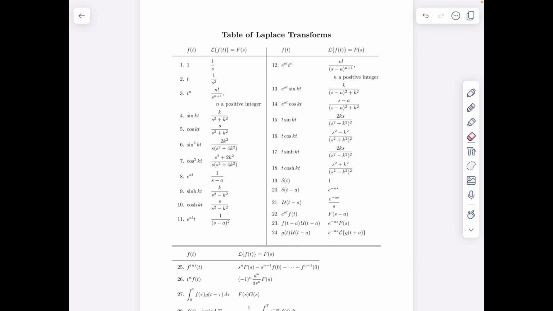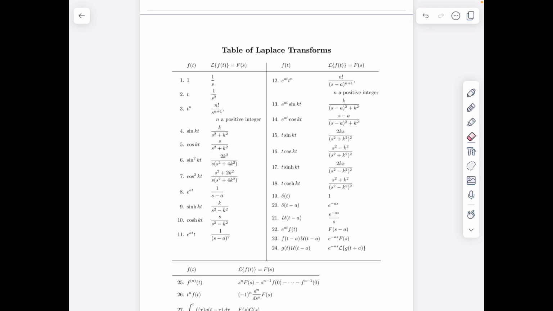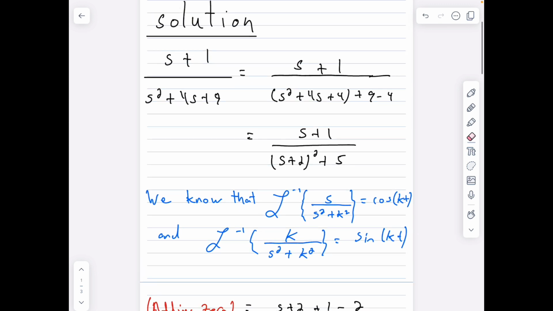So what do we do? Well, we do this. It is very important that you know at least some basic Laplace transforms, the functions that I mentioned, 1 through 5 and number 8. You want to know them because a lot of this has to do with just recognizing your transform. Now, let me go back to where I have s plus 1 over s plus 2 squared plus 5.